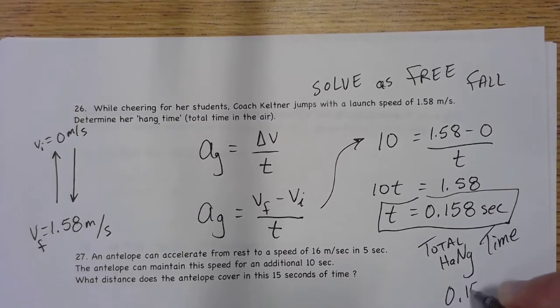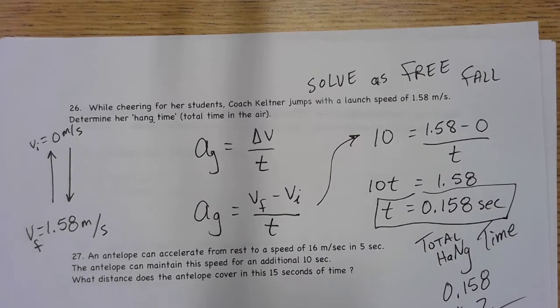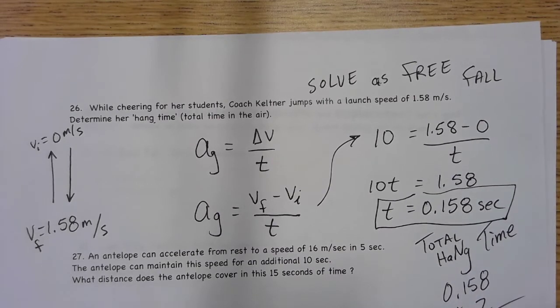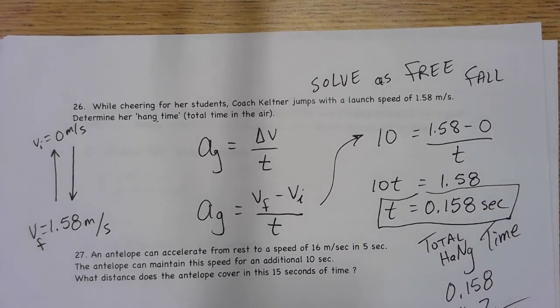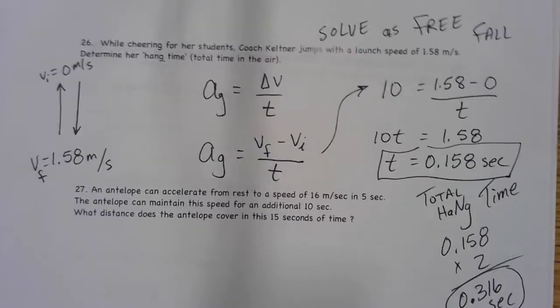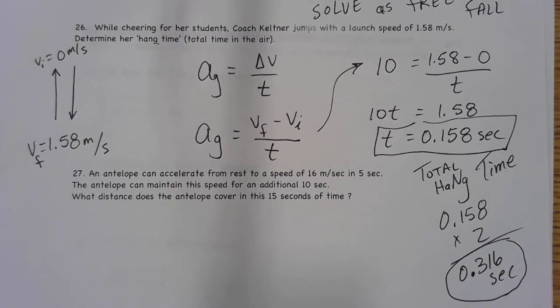So Coach Keltner takes the same time to go up as she does to come back down. And that's really that whole symmetry of the up and down motion that we're trying to get you to think about. And also remember you're displaced zero. So we looked at a lot of these motion graphs where things went up and down, and our displacement was zero. Okay, so there's 26, Coach Keltner.